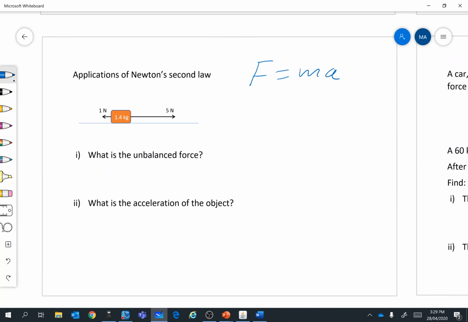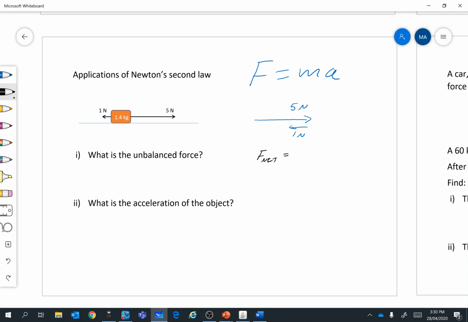So we have an object here. It has 5 newtons acting to the right and 1 newton to the left. So I'll draw a little picture of that. Just top to tail these vectors. 5 newtons to the right and 1 newton to the left. Now we're asked to find the unbalanced force. We could call this F un or F net. I'll just call it F net this time.